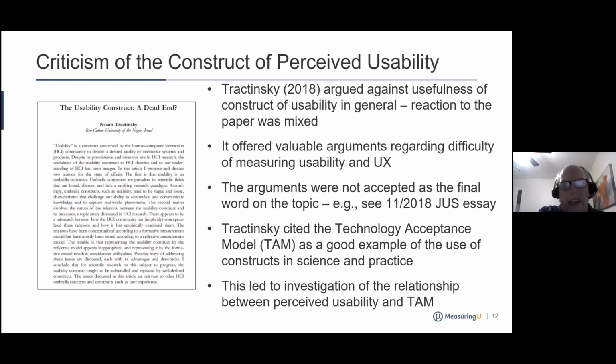But one of the things he did was he mentioned the technology acceptance model as a good example of doing constructs in science and practice. So we got interested. I'll show you the technology acceptance model in a little bit, but there is a key component of the technology acceptance model that really seems to be very close to the concept of perceived usability.